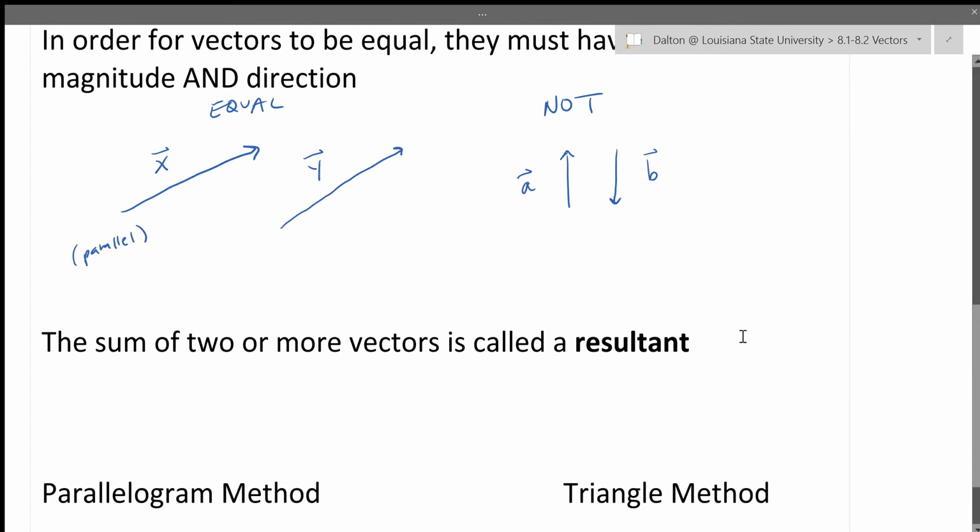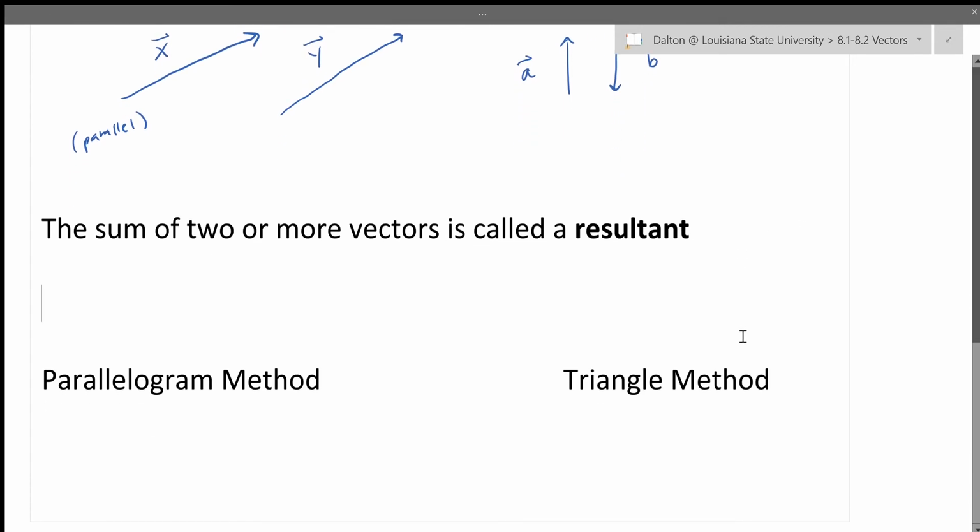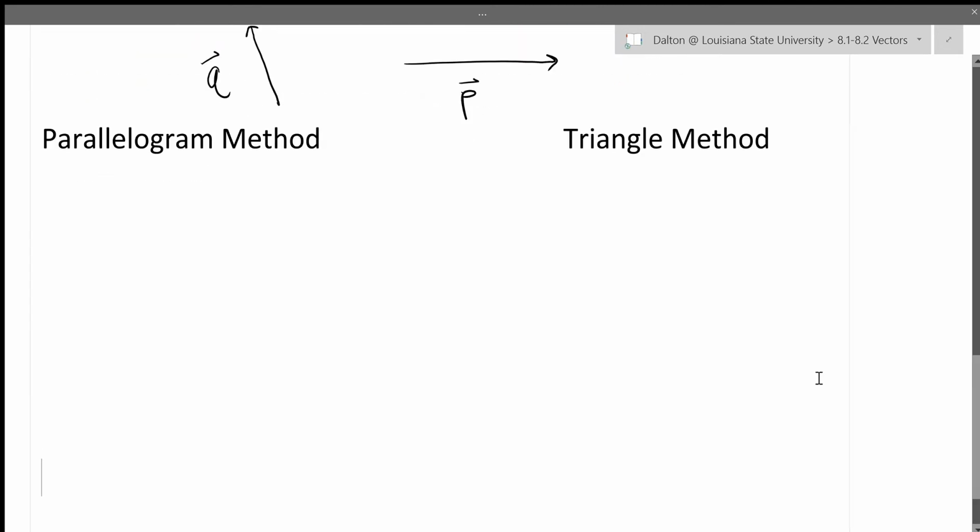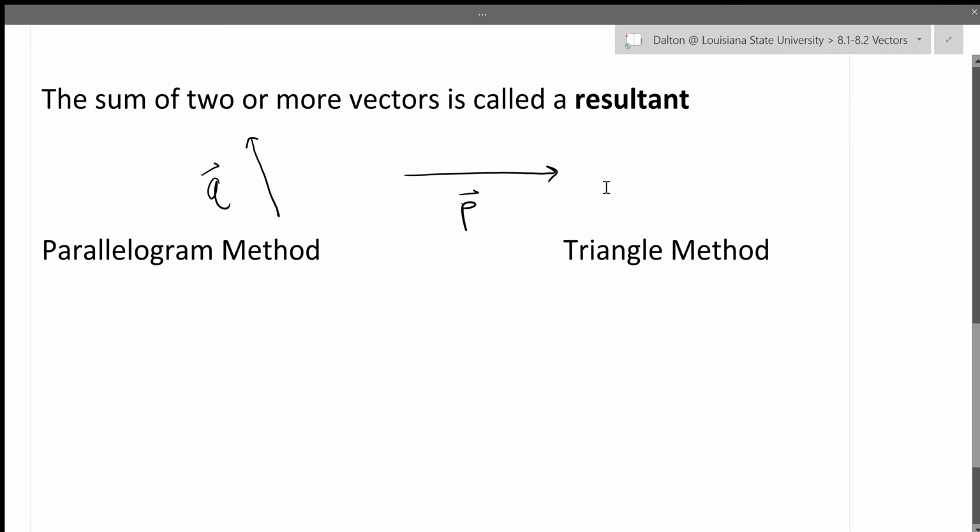So basically, if I ask you to add two vectors, let's draw the vectors first before we talk about the methods. Perhaps I want you to add vector Q like this, and vector P like this. So if I want you to add those vectors, they have to maintain the same direction and they have to maintain the same magnitude.